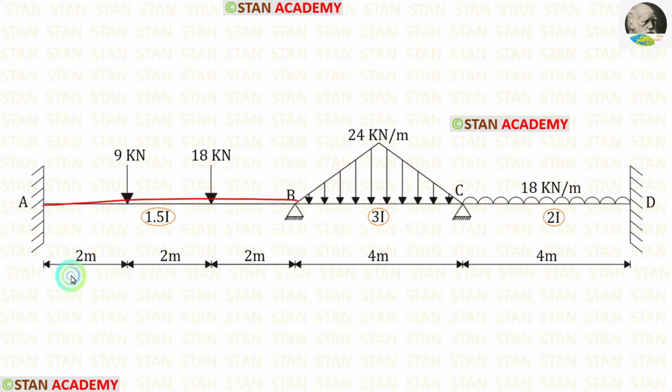Length of AB is 6 meter. Length of BC is 4 meter. Length of CD is also 4 meter. In this beam, all of the spans are having different moment of inertias. For the span AB, the moment of inertia is 1.5I. For the span BC, it is 3I. And for the span CD, it is 2I.